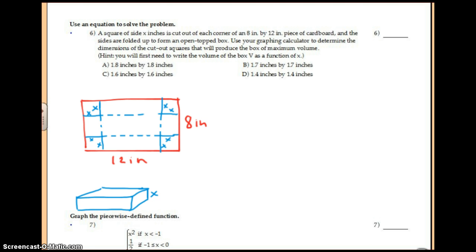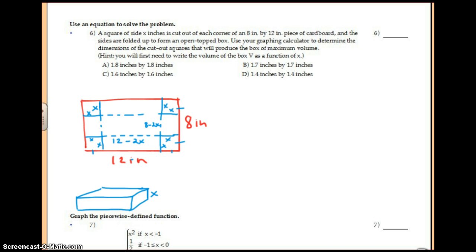And then we have new length and width for our box. Our original piece of cardboard was 12 inches long. We cut an x from each side, so an x here and an x here, which is 2x. So that means we now have a box of length 12 minus 2x. And the same thing happens with the width. We had an 8-inch piece, but then we cut x out of both ends, so now we have a width of 8 minus 2x there.